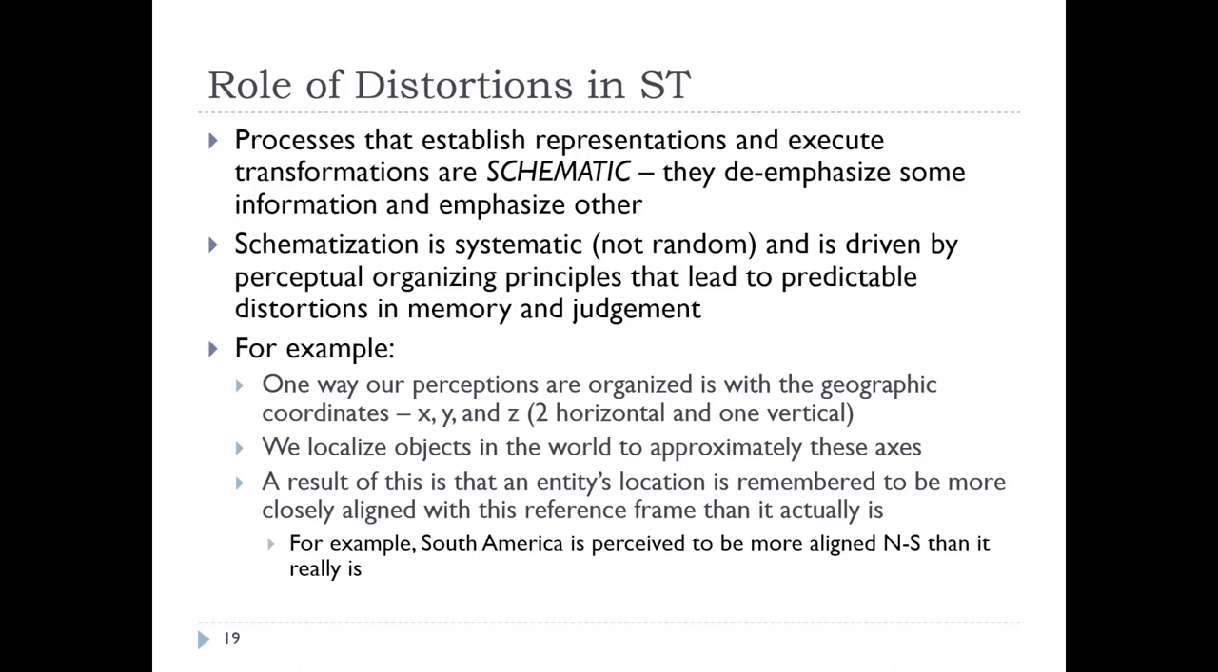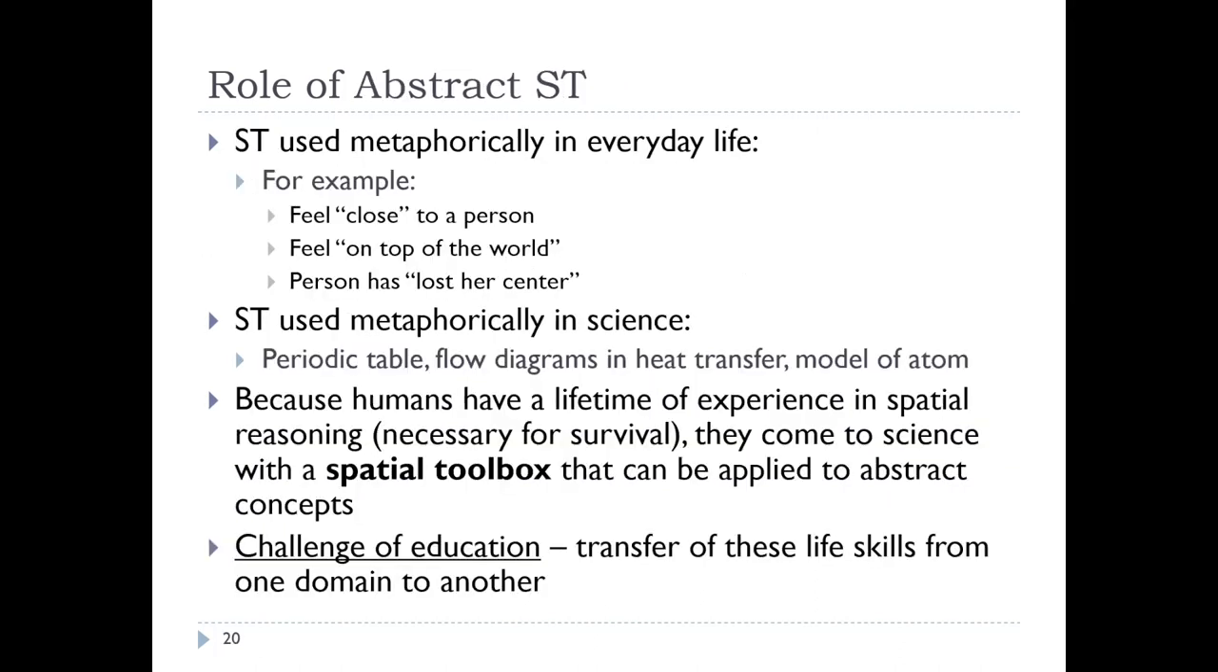We simplify it, right? We make these systematic organizing principles that are actually not completely right, but help us to deal with those things. And so, for example, South America is perceived by most of us who live in North America to be basically right underneath North America, to be aligned north and south. And if you look at it really on the map, that's not true. Okay. But it's a simplification. It's a way of thinking about things, but it's a distortion, and distortions can help us to some extent, but tend to more hurt us in spatial thinking.